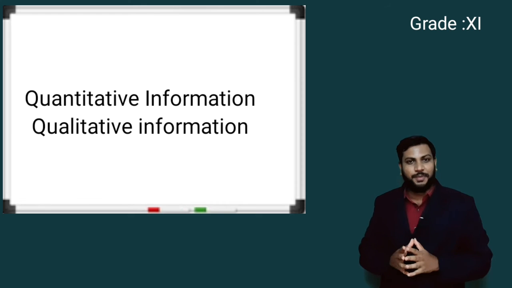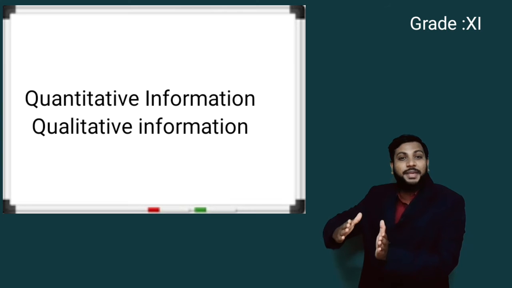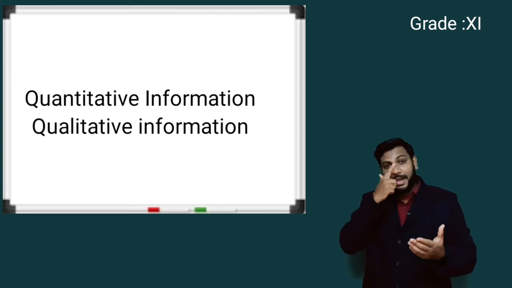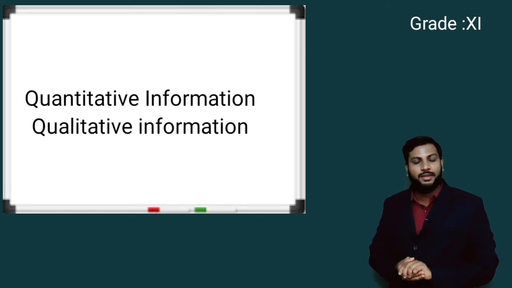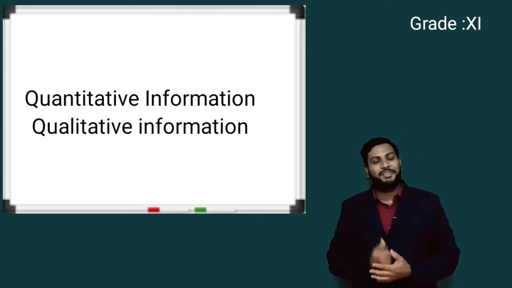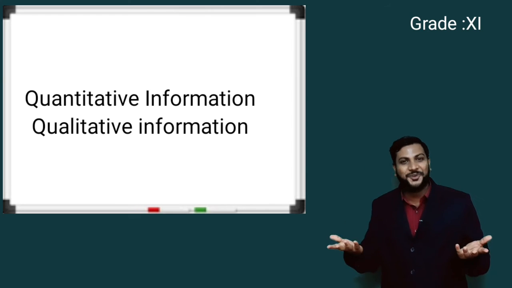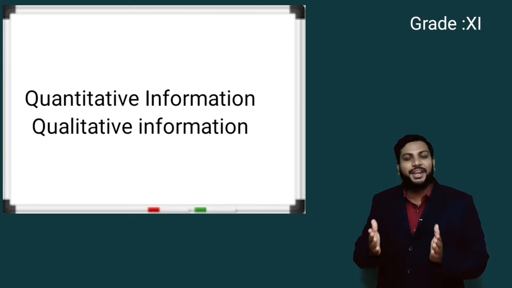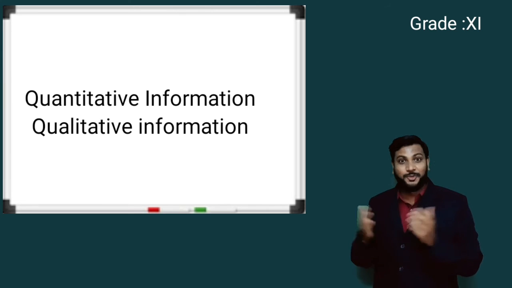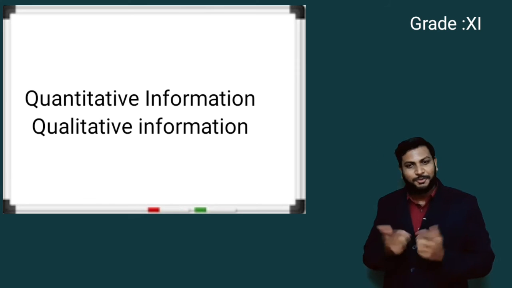Quantitative information means information which can be measured in money value. Measurable information is called quantitative information. Then what is qualitative information? Just the opposite of quantitative. Those transactions which cannot be measured in money value, that is qualitative. Can you tell me an example for quantitative or qualitative?